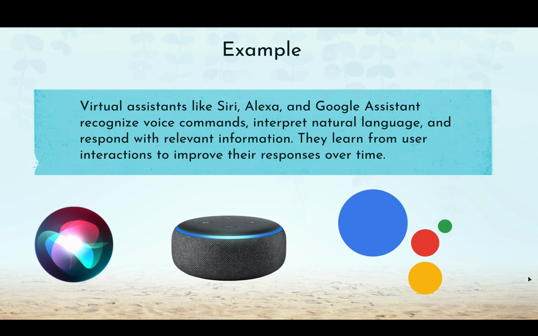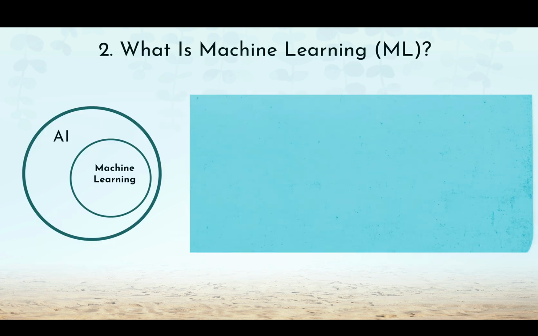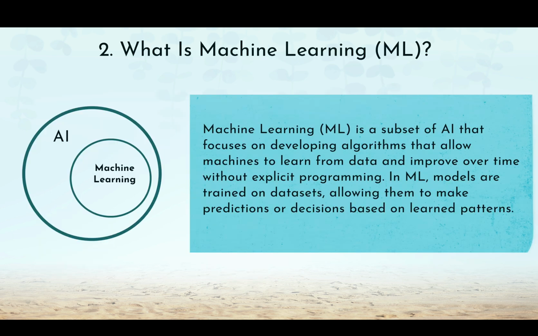2. What is machine learning ML? Machine learning ML is a crucial subset of artificial intelligence AI that emphasizes the development of algorithms enabling machines to learn from data.